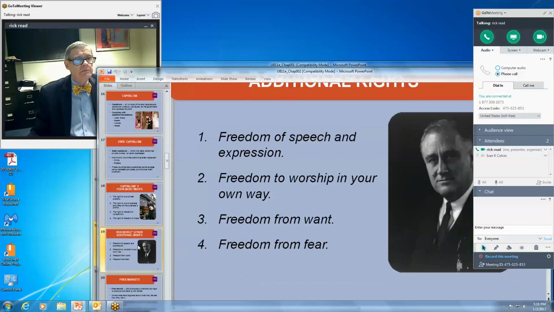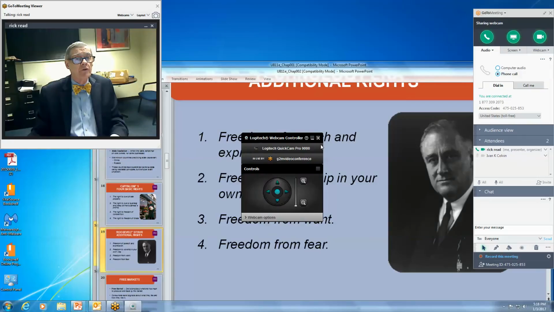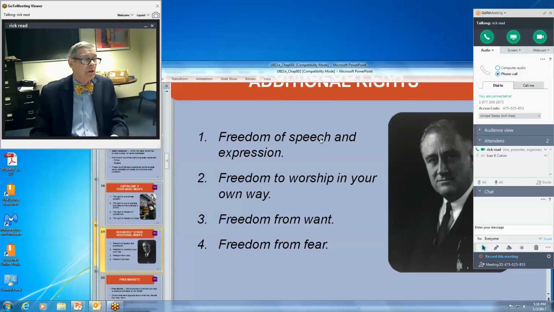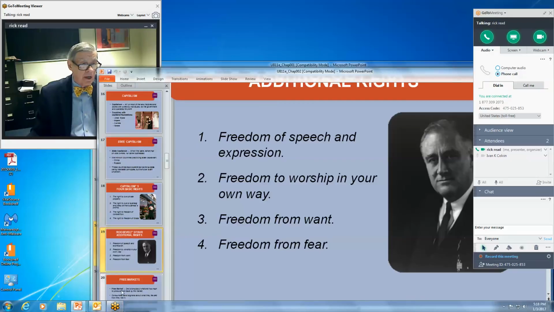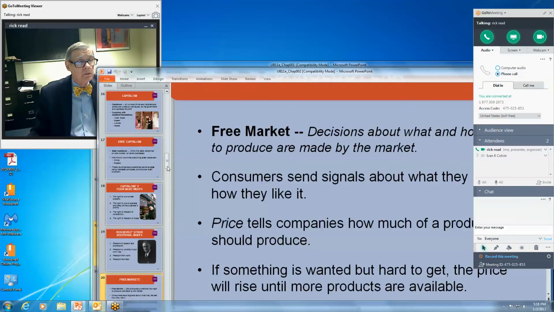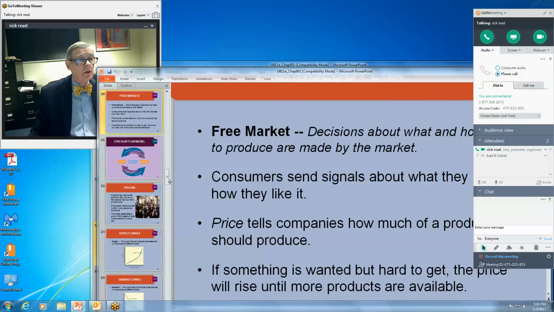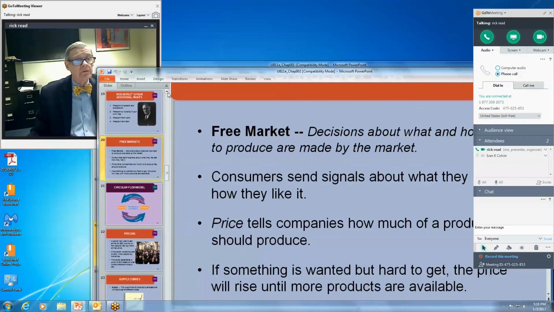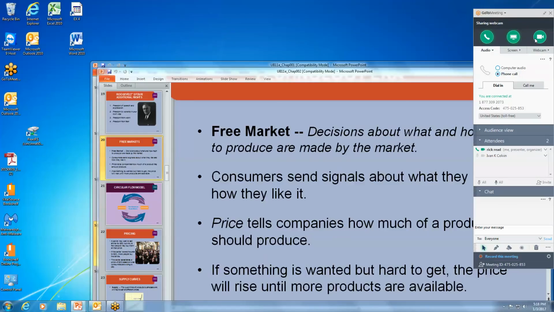Franklin Roosevelt, President Roosevelt, added 4 additional freedoms. Freedom of expression and speech. Of course, some of that's codified in the First Amendment of the Constitution. Freedom to worship the way you wish, freedom from want, and freedom from fear. Freedom from fear was a big thing with Roosevelt because when he became the president, we were in the beginnings of the Great Depression, and people were afraid of what was going to happen to them, and for very good reason.